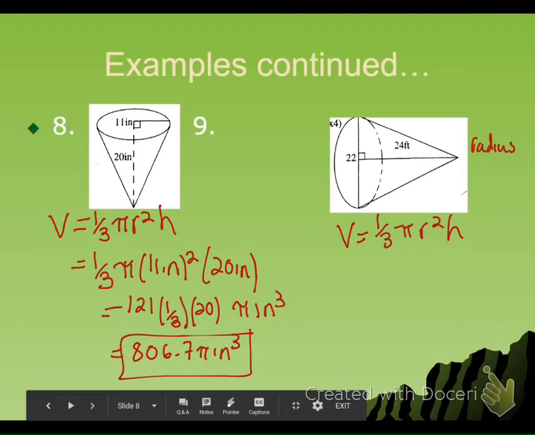You have the diameter again, just like in the previous problem. Is that 24? It's 22. So if the diameter is 22, what is the radius? 11. So we have a radius of 11 feet. Now we can substitute in: volume equals 1/3 pi times the radius of 11 feet squared times a height of 24 feet.